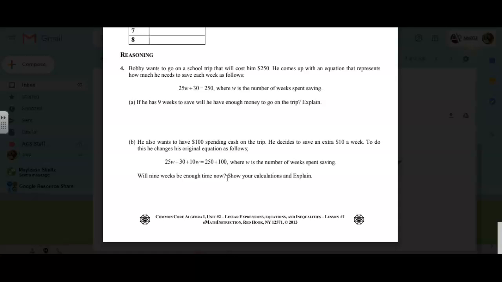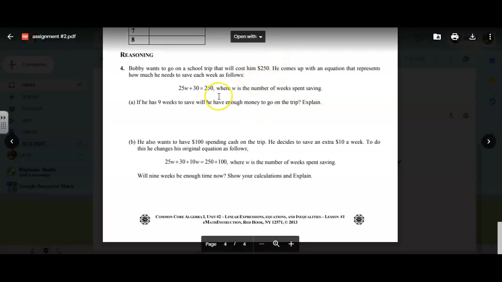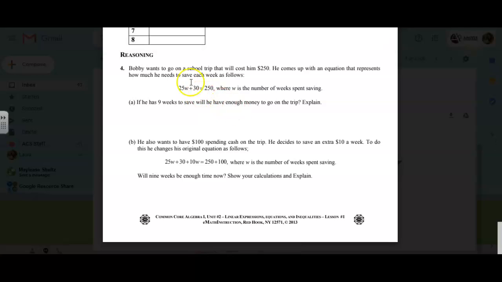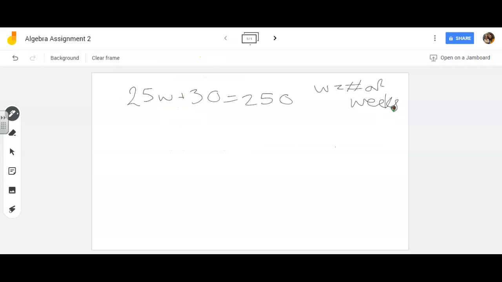All right, and W is the number of weeks that he has been saving. All right, so if he has 9 weeks to save, will he have enough money to go on the trip? Okay, this trip costs him $250. Essentially, we're trying to figure out if W weeks equals 9, then will this be true? Will he have $250? So let's take a look at it.